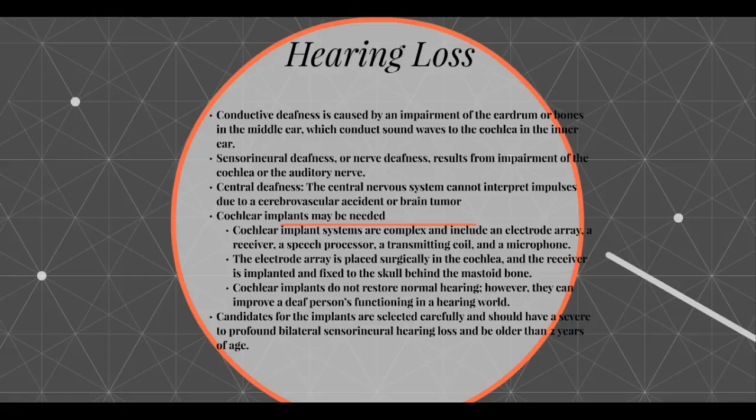Cochlear implants may be needed if any of these types of deafness are present. Some things to note here about cochlear implants. These cochlear implant systems are very, very complex, and they include an electrode array, a receiver, a speech processor, transmitting coil, and a microphone. So they have a whole host of components and equipment that come along with the cochlear implants. The electrode array is actually placed surgically within the cochlea, and then the receiver is implanted and fixed to the skull behind the mastoid bone.